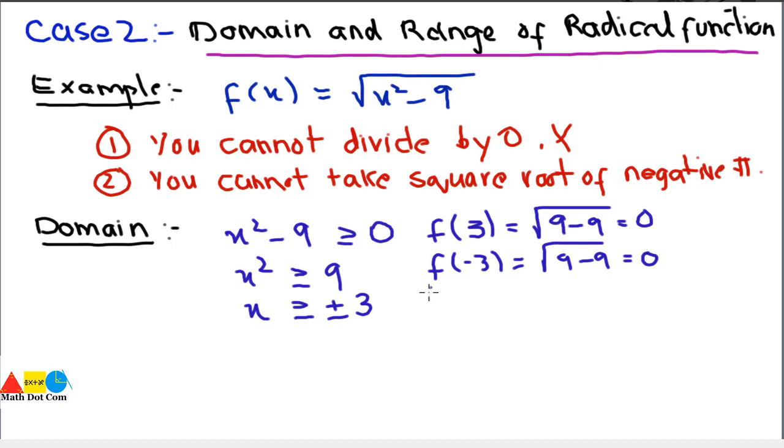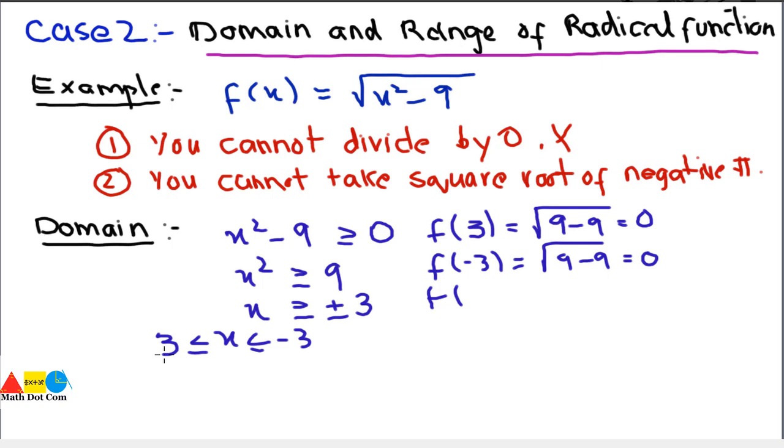So we found f of 3 and minus 3. Now x is greater than or equal to plus minus 3. What does it mean? It means that the value of x should be greater than or equal to 3, or the value of x should be less than or equal to minus 3, because other than that, if we put any value, f of x will give you an imaginary number.